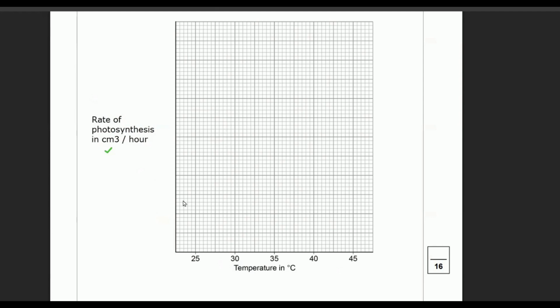Okay, now up here we need to do a suitable scale. I want it to go over halfway. What you're going to do is go to your results, look at the biggest rate, and the biggest rate happened at 30 degrees. It was 44 as the mean. Oh, I just used the word mean. I'm going to put mean here, guys. So it's the mean rate of photosynthesis in centimeter cube per hour. And 44 was the biggest. So I'm going to make each one of these squares 1 because that makes sense. I can easily have 44 and it will go over halfway.